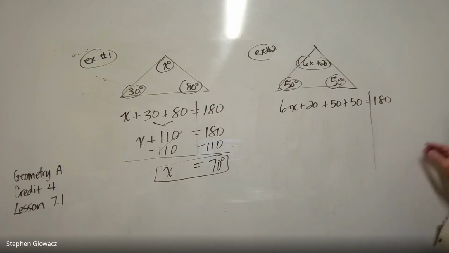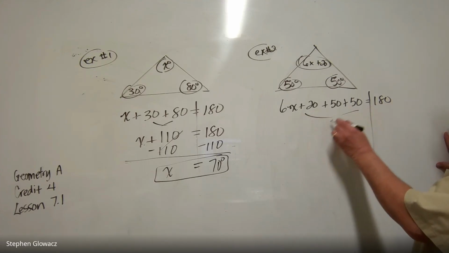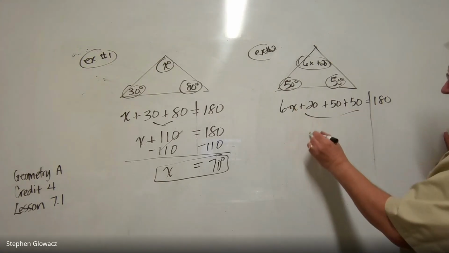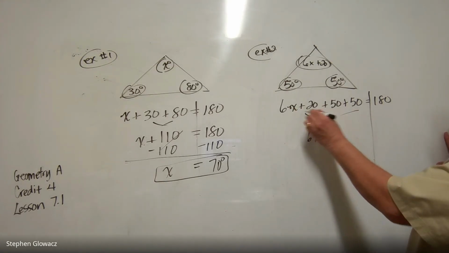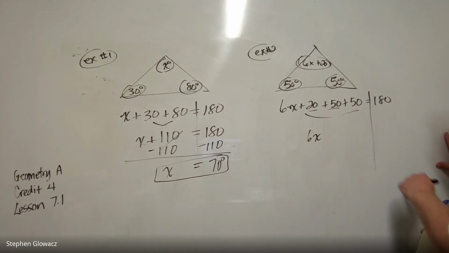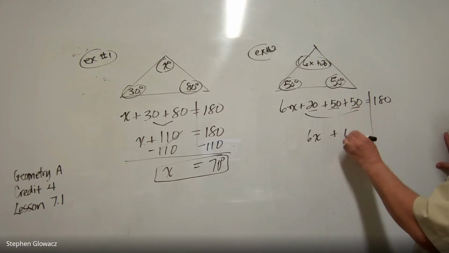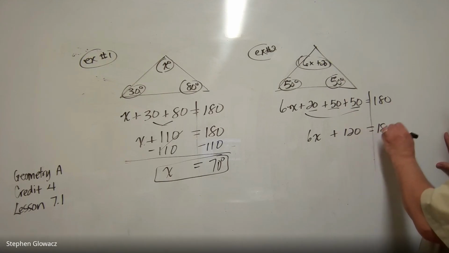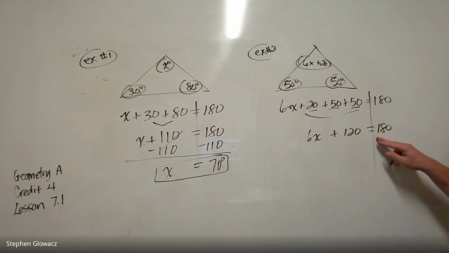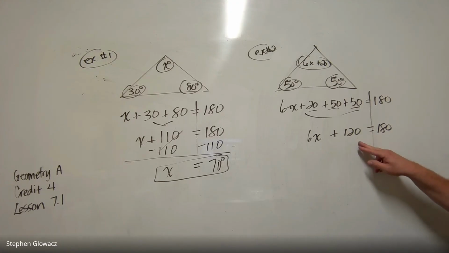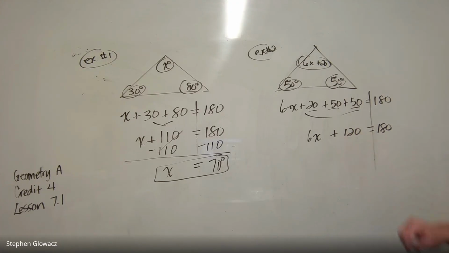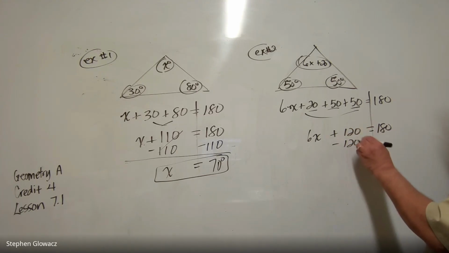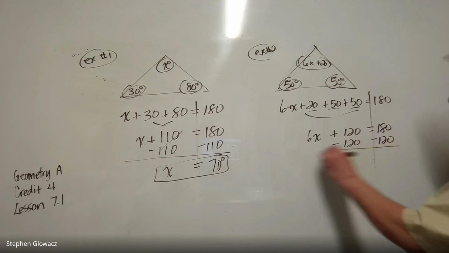Once again, we're going to combine our like terms, our constant terms. So we bring down our 6x, and then 20 plus 50 is 70. 70 plus 50 is 120. So we have 6x plus 120 equals 180. Once again, x is over here on the left side, so that's where our focus is going to be. The opposite of adding 120 is to subtract 120 to both sides.